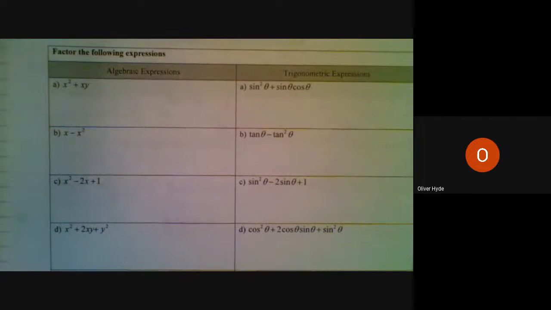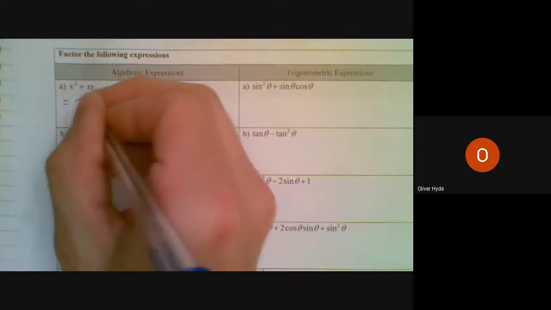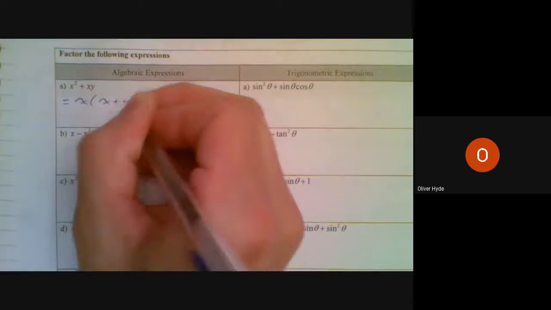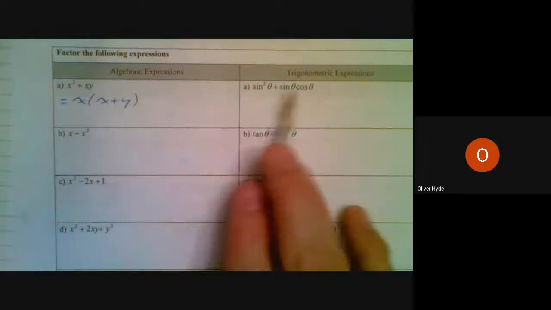On the back, we've got a little bit of factoring. Let's factor the following expressions. We can begin with our old friend common factoring. Let's remove a factor of x, leaving us with x plus y. I have the same sort of format here, a binomial.